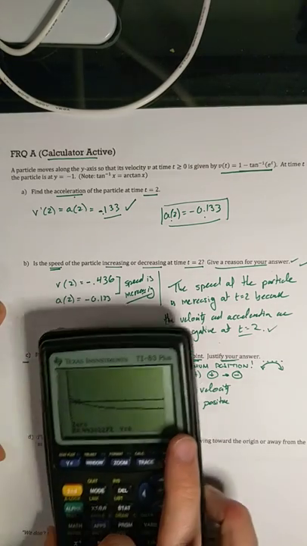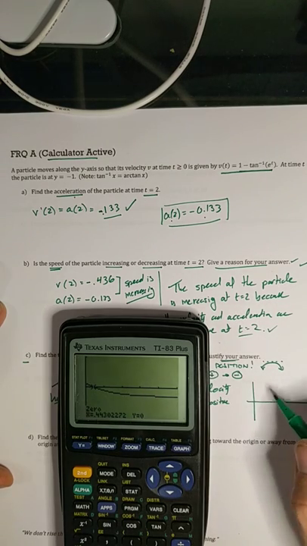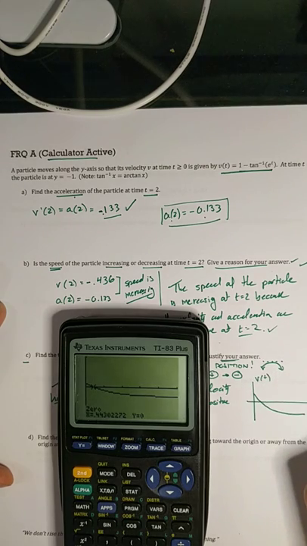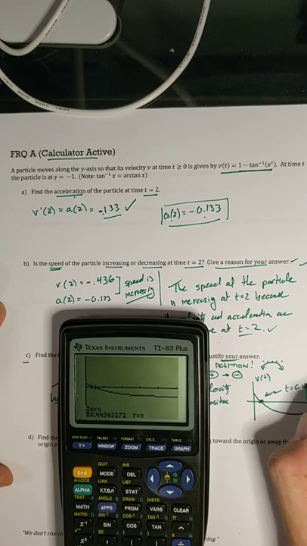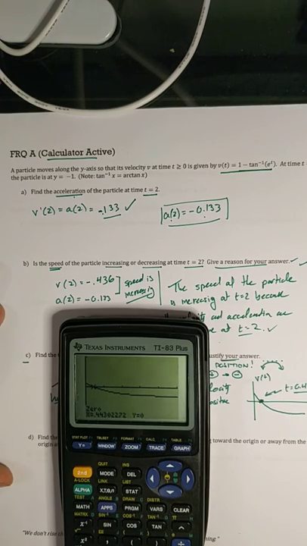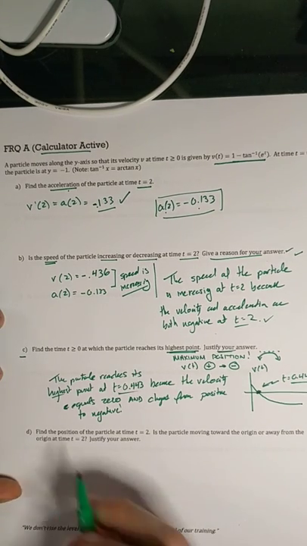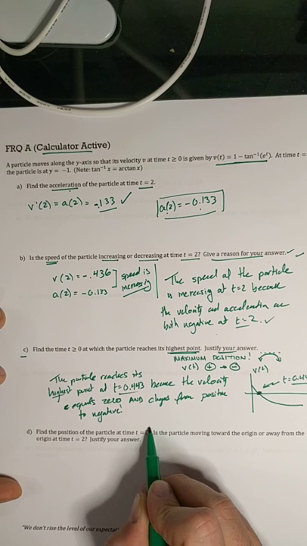Quick thing I'd suggest on the test, or the AP test, is sketch what you're looking at. V of t, you know we're looking for this point, you could label that t equals 0.443. There we go. All right, let's go to part D. Part D is pretty tough. Find the position of the particle at t equals 2. Okay, that's the first thing I got to do.